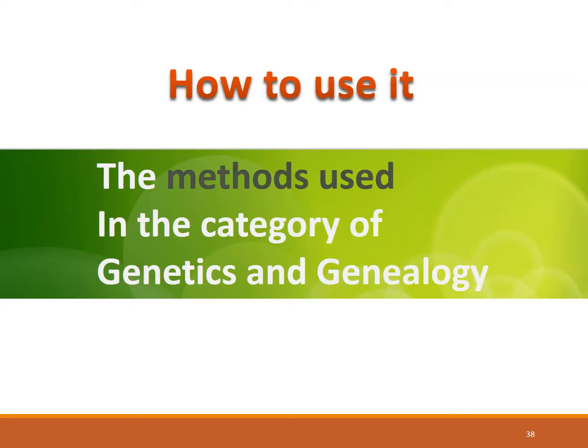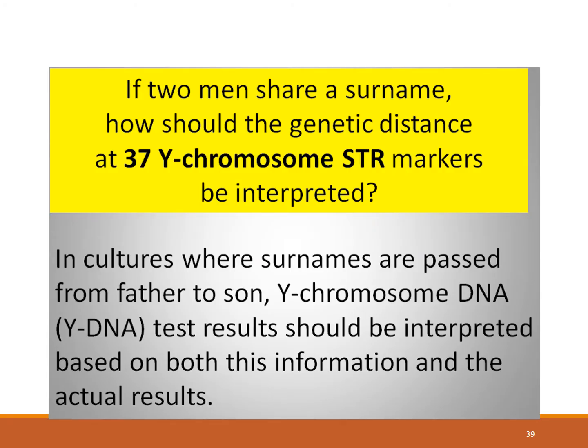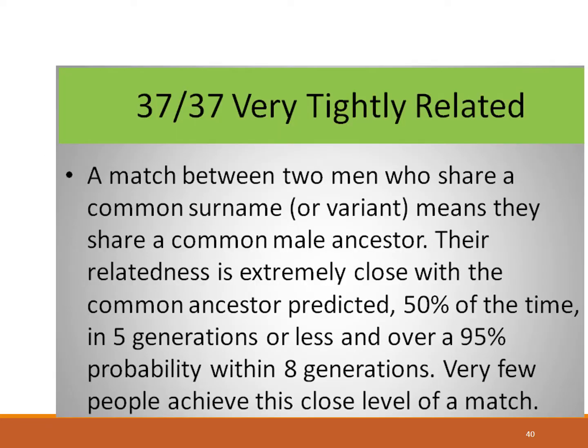Let's go on to how to use this thing, methods used in this category. But how close is close on our 37 marker? How should it be interpreted? If you match on 37 out of 37, that's considered very tightly related. It's so close that they say it's extremely close, and it's not likely to happen very often.